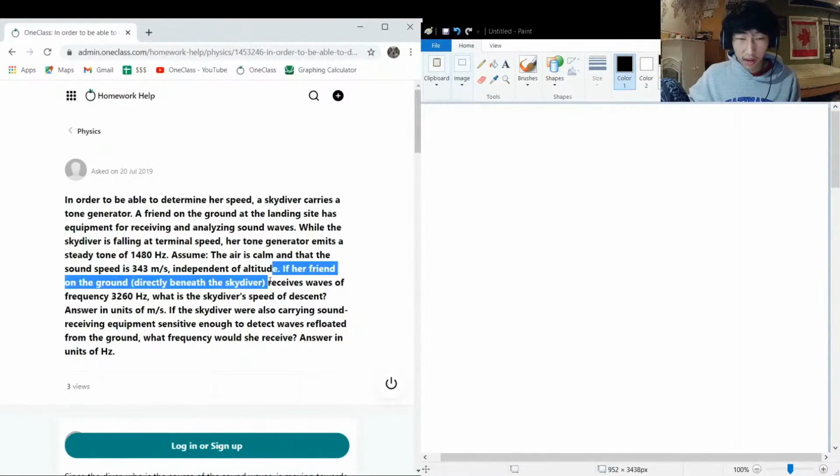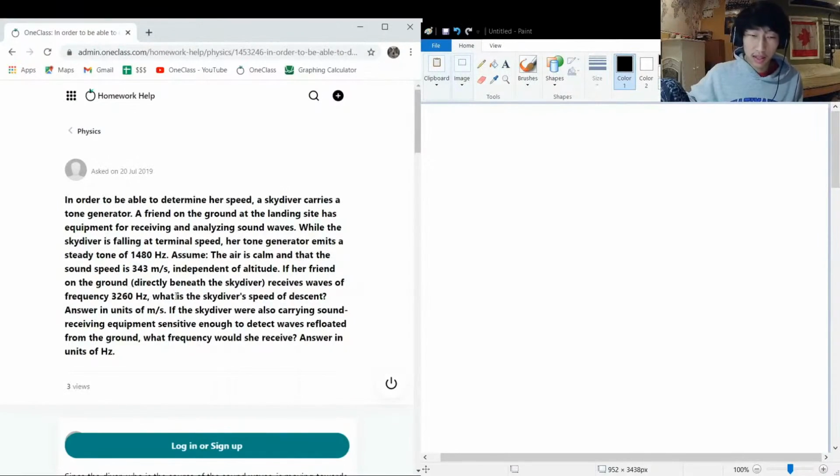If a friend on the ground receives waves at a higher frequency of 3,260 hertz, which is higher than the original, what is the skydiver's speed of descent? Answer in meters per second. And if the skydiver was carrying equipment, so if the skydiver is emitting sounds and also has a receiver, what would be the frequency of the sound that she receives? This is a very fascinating question.